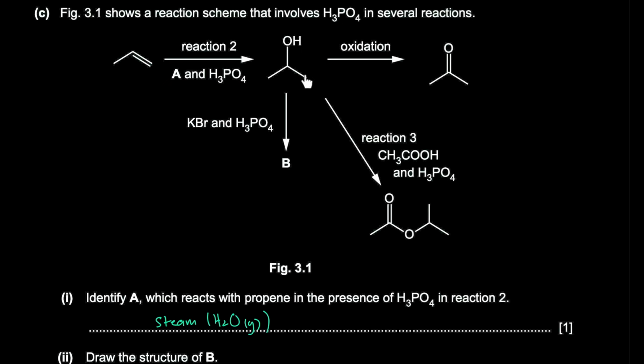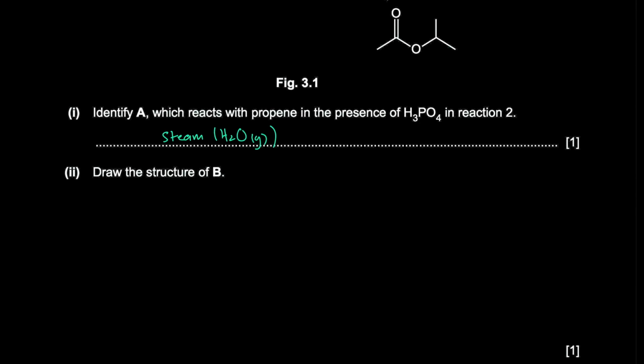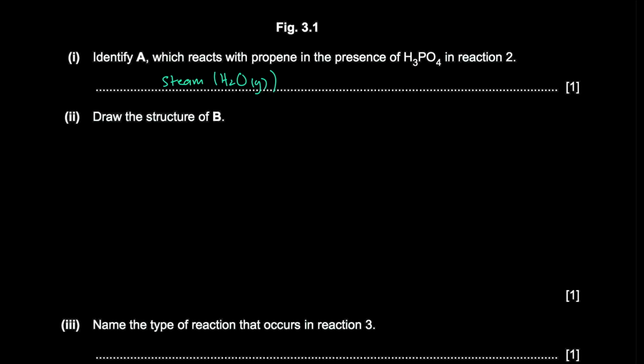So what happens when propan-2-ol reacts with KBr and phosphoric acid? In this case, you would get a substitution reaction. When KBr reacts with phosphoric acid, they end up making HBr, and then the HBr reacts with the alcohol, and the bromine replaces the OH. So you get a substitution reaction, where the alcohol is converted into a bromoalkane.